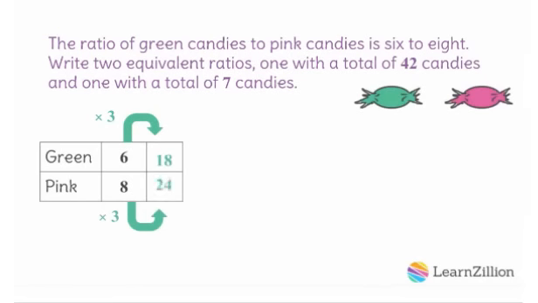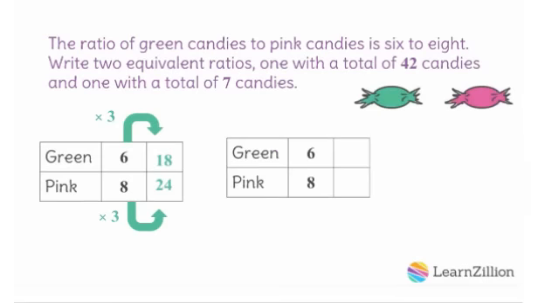Let's double check this and make sure that our new quantities have a total of 42. 18 plus 24 does give us a total of 42 candies. We use the within relationship here to create a new equivalent ratio. To find our other equivalent ratio, this time with a total of 7 candies, let's use a new table. In order to do this, again, we have to look at the total number of candies in our original ratio, which we already said was 14.